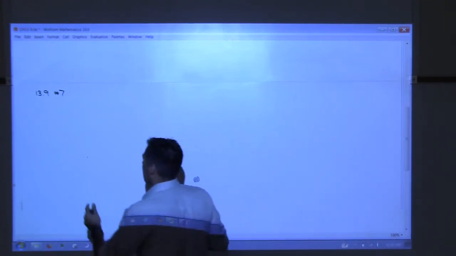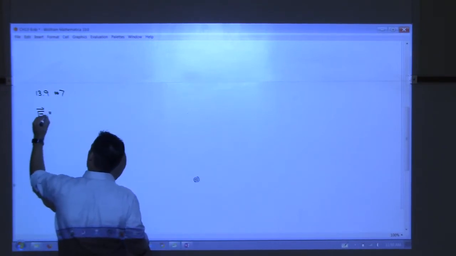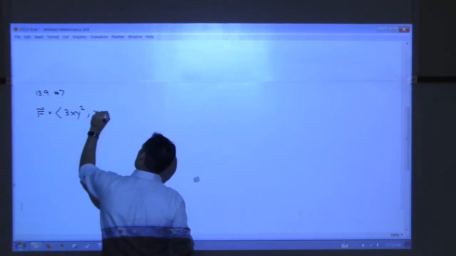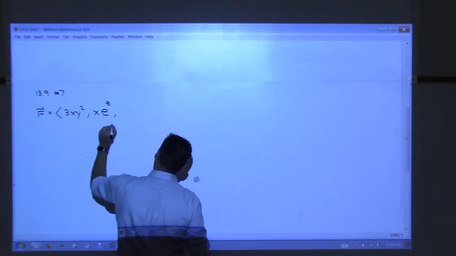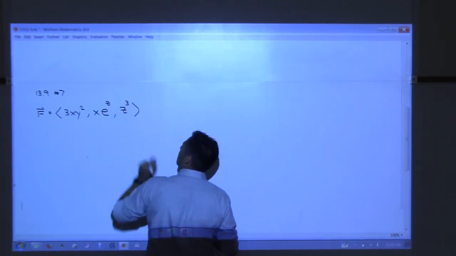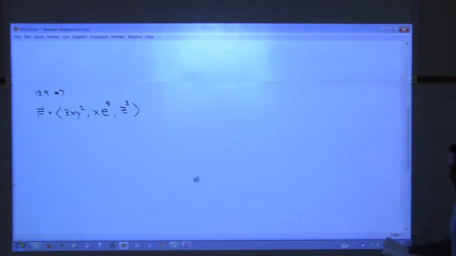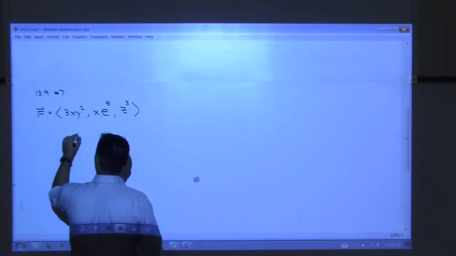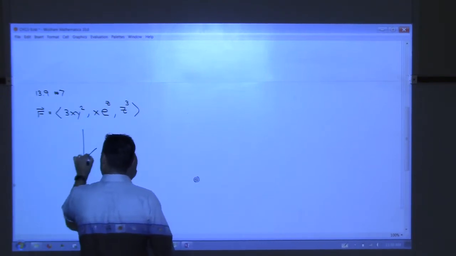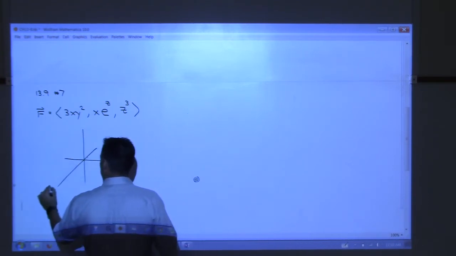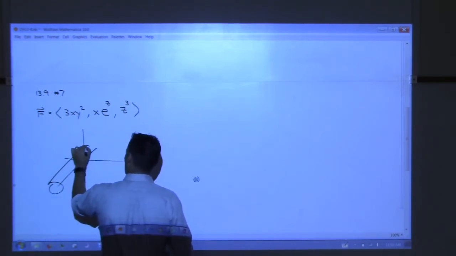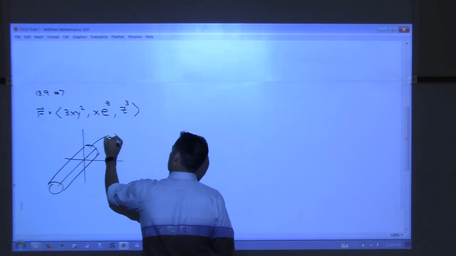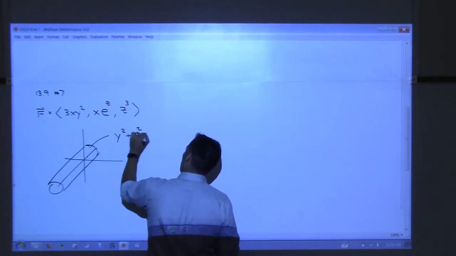All right, so we have a vector field F, which is the vector field 3xy squared, x e to the z, and then z cubed. So finally, a vector field that's somewhat interesting. And then we have as our surface that we want to compute the flux on, I'm going to draw it for us. It's a cylinder, and the equation of this cylinder is y squared plus z squared is 1.